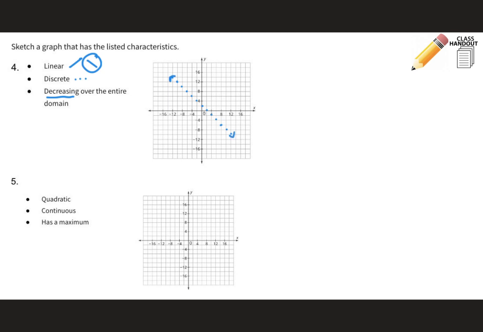All right, the next one says it's quadratic, which we know is U-shaped, so up or down. It's continuous means it's connected. It's a smooth curve, not a bunch of dots, and it has a maximum. So if it has a maximum, we know that it's going to be facing down. So that graph might look something like this.